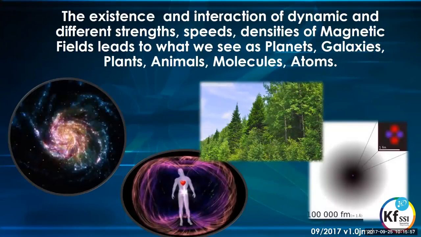So the existence and interaction of dynamic and different strengths, speeds, and densities of magnetic fields lead to what we see as the planets around us, our galaxies, the plants, the animals, the molecules, and the atoms. So essentially, everything is made from these fields.